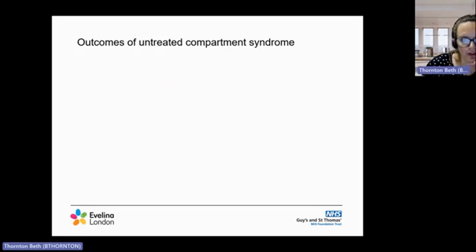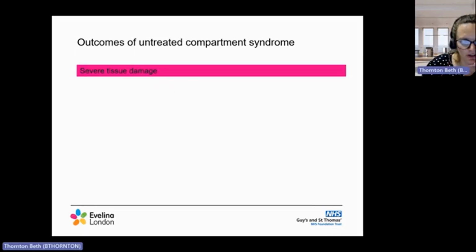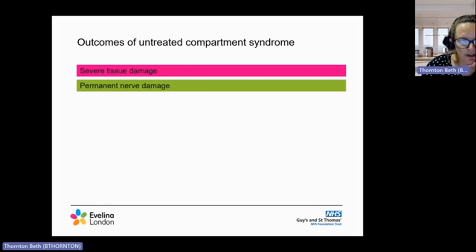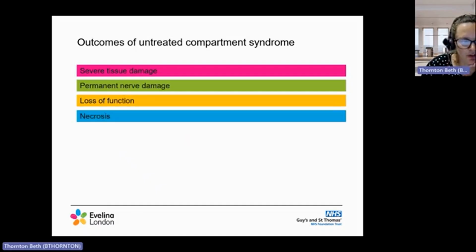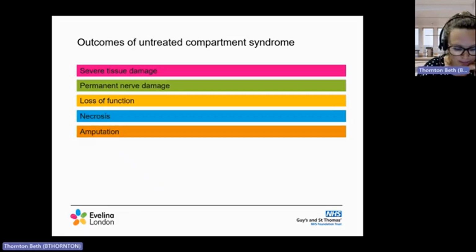So outcomes of untreated compartment syndrome are severe tissue damage, permanent nerve damage, loss of function, necrosis of the tissue, and ultimately it can lead to amputation. So it's a pretty serious condition, and it's going to ultimately be a limb-threatening emergency if we start to see any of those signs. So what can cause it?